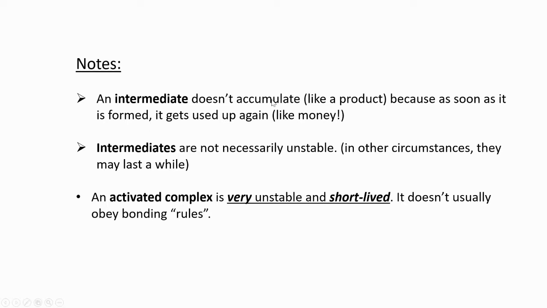An intermediate doesn't accumulate like a product, because as soon as it is formed, it gets used up again, like money, right? You get it and then you use it. Intermediates are not necessarily unstable; in some circumstances, they may last for a while. An activated complex is very unstable or short-lived. It doesn't usually obey bonding rules, right? There are non-real bonds in our activated complex. So people sometimes confuse activated complexes with intermediates.